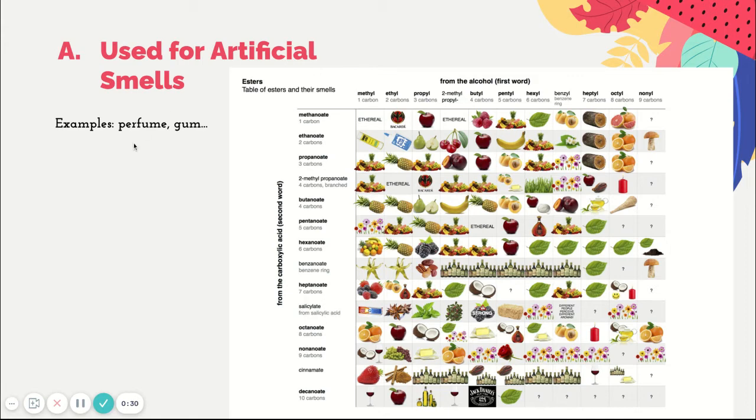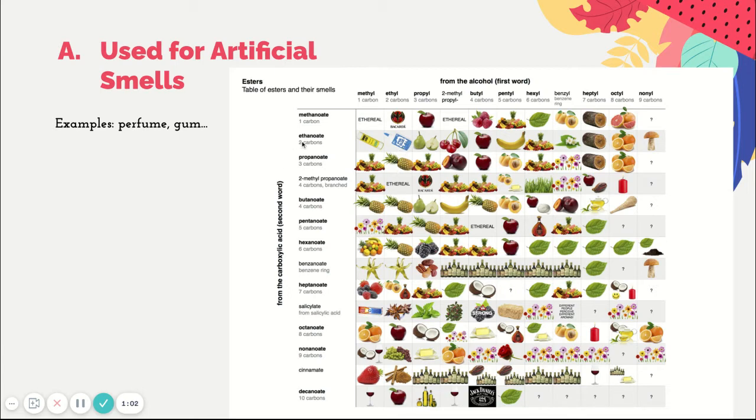So typically things that have artificial scents are perfume, lotions, and gum is another one here, like that wintergreen smell or taste of gum, which is methyl salicylate, a very, very common ester. It gives you that sort of pepperminty smell. Most esters have either a fruity or some sort of sweet smell.